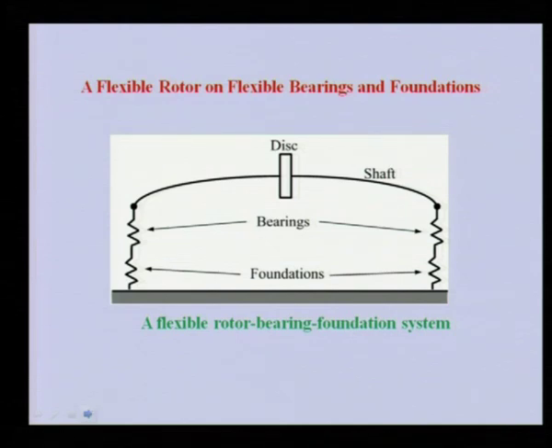So, here you can see that we have the disc, the shaft is flexible, the bearing is there, and then the pedestal or foundation is there. So, basically we need to obtain the effective stiffness that this particular disc experiences due to the shaft, bearing and foundation.